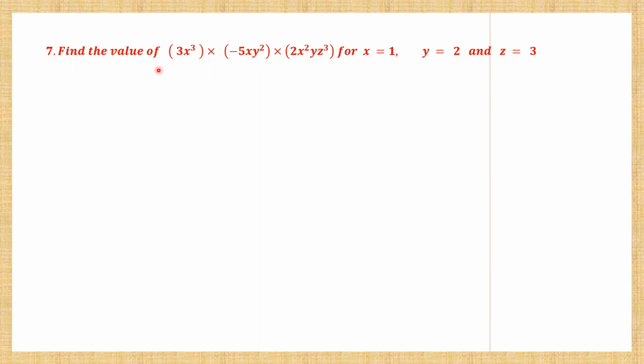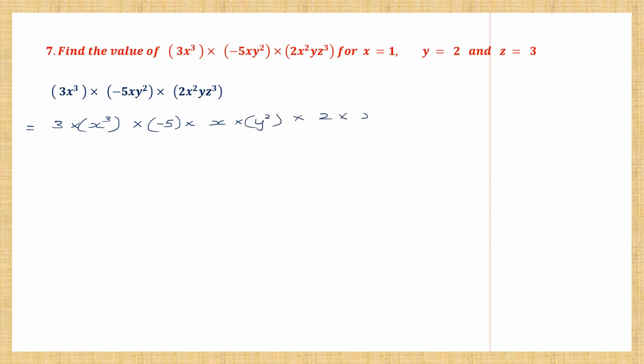Question 7. Find the value of the product of these three monomials where x is equal to 1, y is equal to 2 and z is equal to 3. So we are going to substitute the values here for x, y and z. So let's write down the first step. The first step is we're going to multiply these three monomials. So this will be 3 into x cubed, okay, into minus 5, so we'll put that within brackets, into x into y square into 2 into x square into y into z cube.